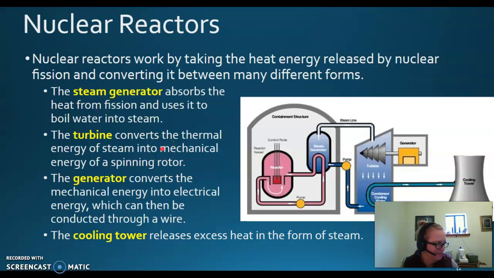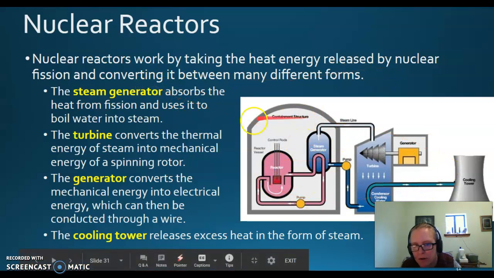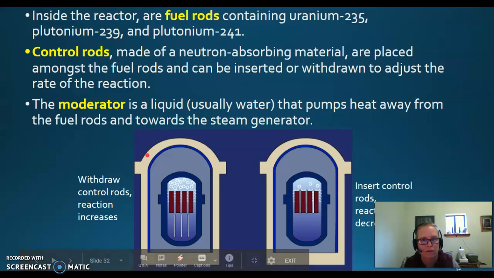So we're on to nuclear reactors and number 39. And we're getting there. You guys are doing great. Hang in there. So nuclear reactors work by taking the heat energy released by nuclear fission and converting it between many different forms. So here's a simple diagram of that. The steam generator, a turbine, a generator, and a cooling tower. So you can take a look at that. And so on 39, you're going to write the descriptions, including these control rods and moderators as well.